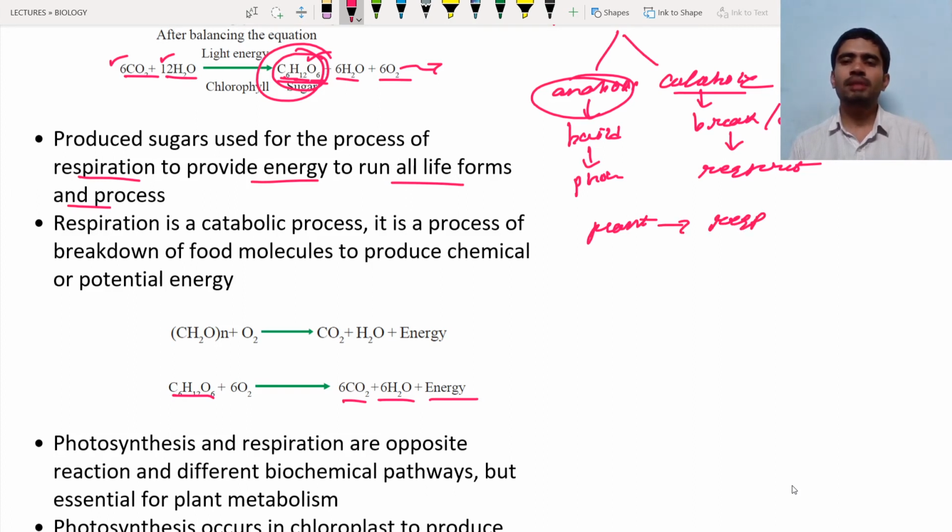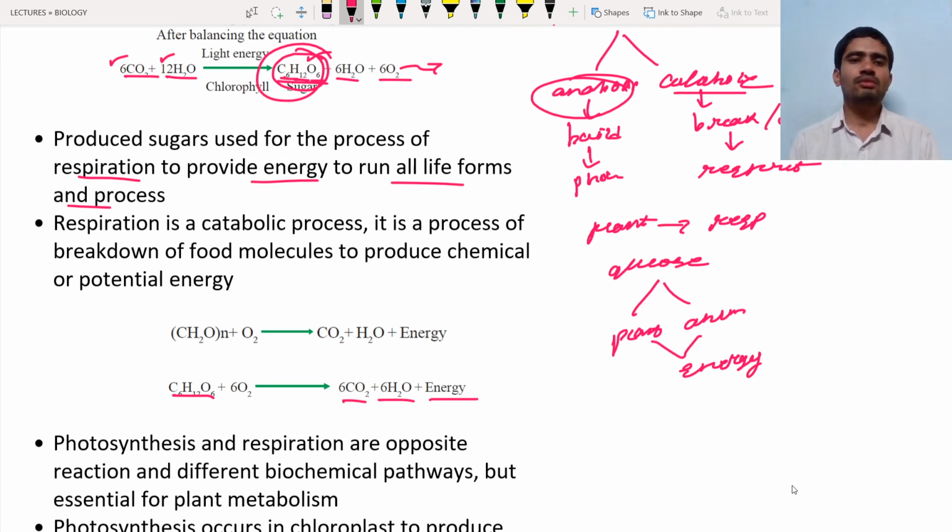Not only plants, the glucose molecules are produced by the plants. These glucose molecules are utilized in plants and animals to produce energy. This energy is essential for all organisms to live on this planet. So we are depending upon the plants, whether we are eating meat, eggs, milk, and so on. We are directly depending upon the plants.